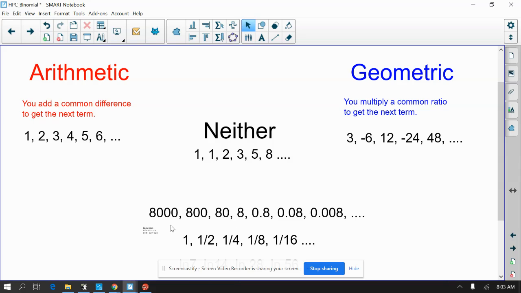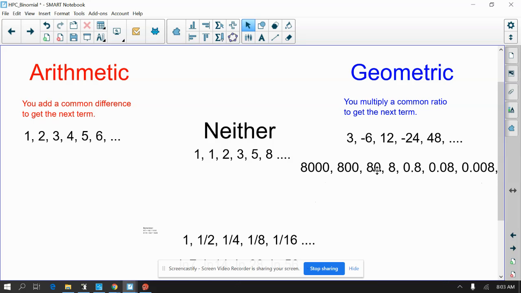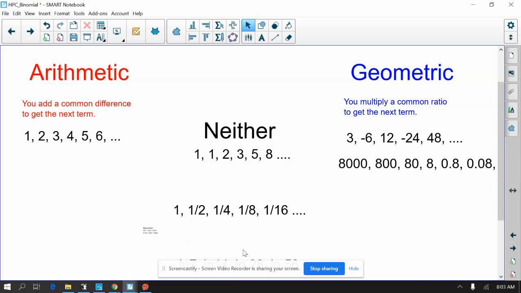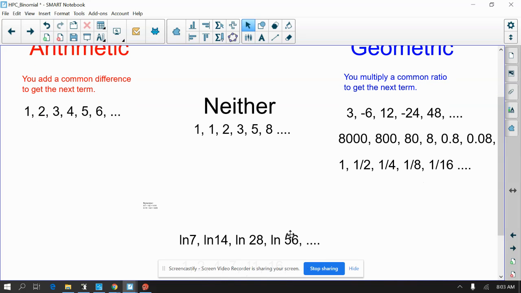Definitely not arithmetic, because you'd have to add -7,200 to get the next term. But if you add -7,200, you don't get this. Here, this is geometric. You keep on dividing by 10, which is the same thing as multiplying by 1/10. This one, geometric again. You keep on dividing by 2, which is the same thing as multiplying by a half.